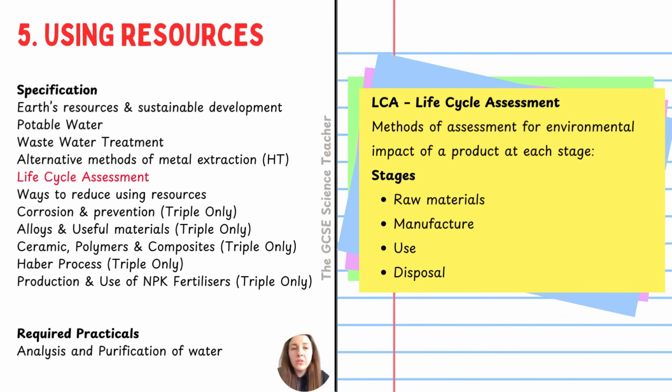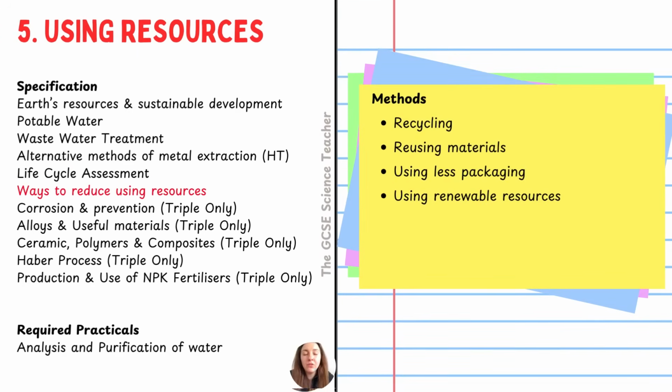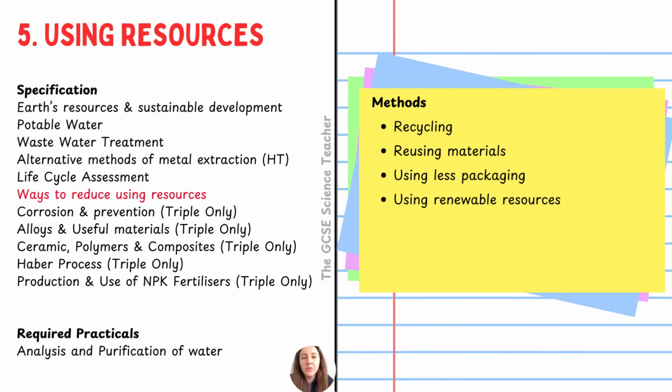So different resources are needed throughout the entire life cycle of a product, and you could be expected to compare different life cycle assessments. The first way is recycling, also reusing materials in the first place, using less packaging from a product design perspective, and also using renewable resources.